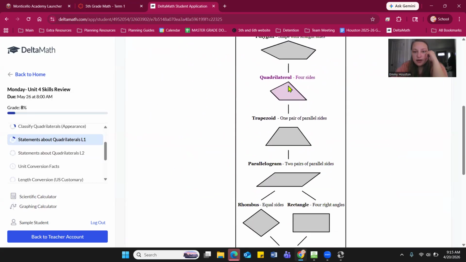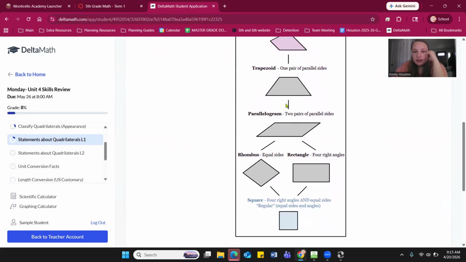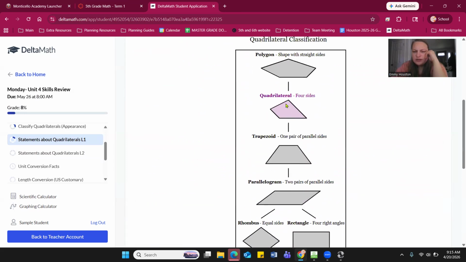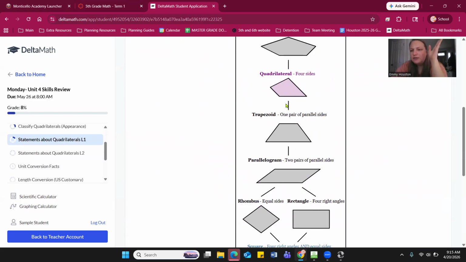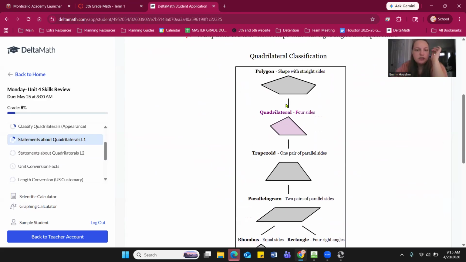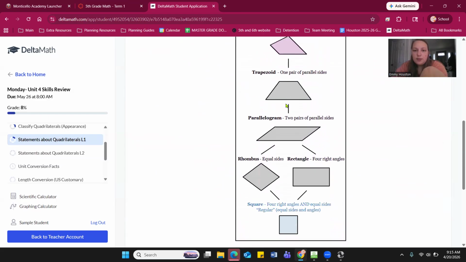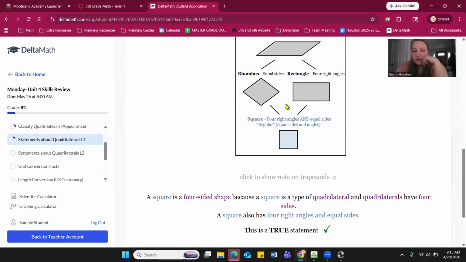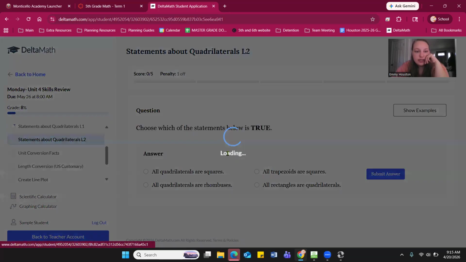And then this is what you have in your journal here. Did I say quadrilateral? It's not a quadrilateral. It is a quadrilateral. It doesn't have two pairs of parallel sides. So if you want to copy this down, you can, but you already have this in your journal. So this is a good thing to use your journal for today.